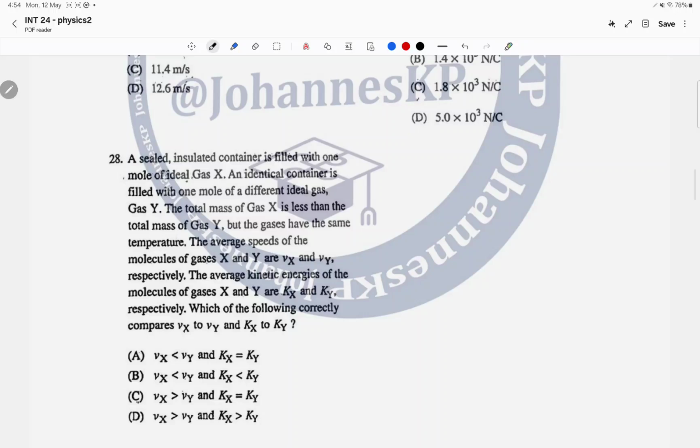28. A sealed container, right? The mass of gas X is less than the mass of gas Y. But they have the same temperature. Having the same temperature means the same KE. So KX is the same as KY. So it's either A or C. Yes. Now, they have the same temperature, the same KE, but they have different masses, so different speeds, because MX is lighter, VX is more. So C. 28C.